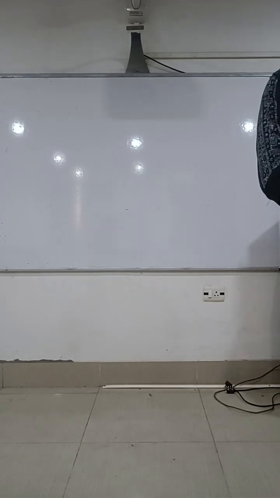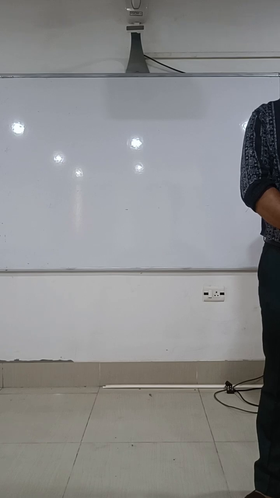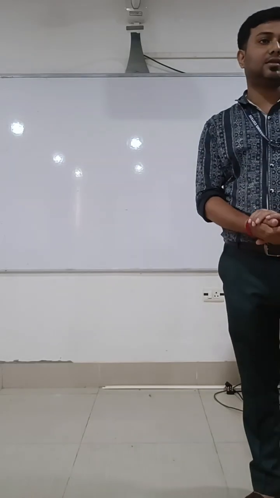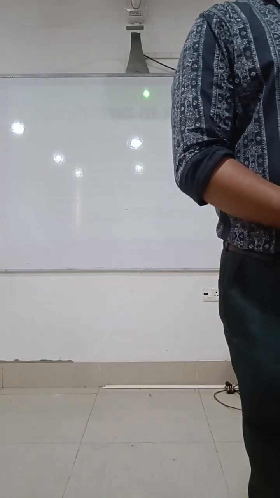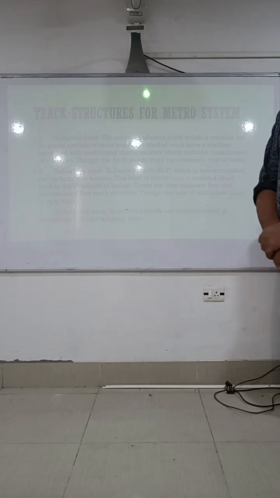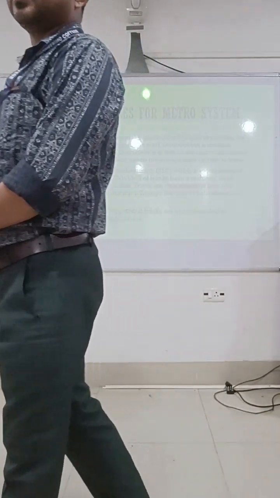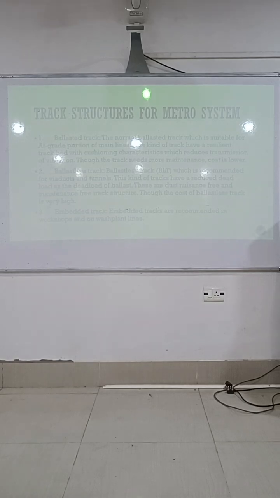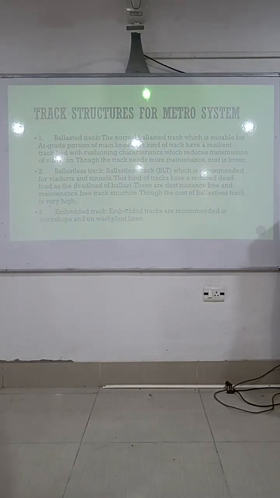Before that, let's discuss the previous lesson we have discussed in the last class, that is the different kinds of tracks. Okay, the projector is on now. There are three kinds of tracks. One is the ballasted tracks, ballastless tracks, and the third one is the embedded tracks. These things we have discussed in the last class.